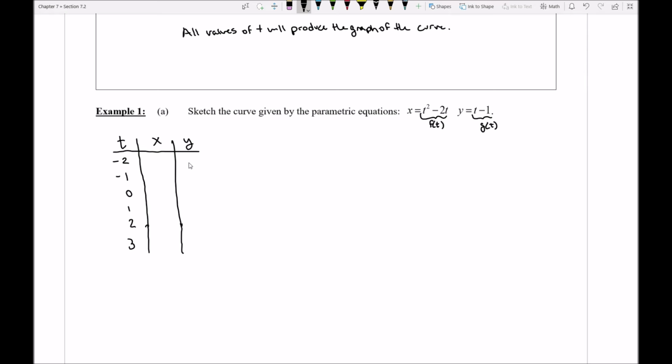Now I'm going to fill out my y's first since they're so simple. I notice that I just take my value of t and I subtract 1 from it. So of course all my values are going to look like this. The t's values when plugged into the x formula are a little bit more complicated. You can double check me, but I believe that I get a value of 8, 3, 0, -1, 0, and 3.